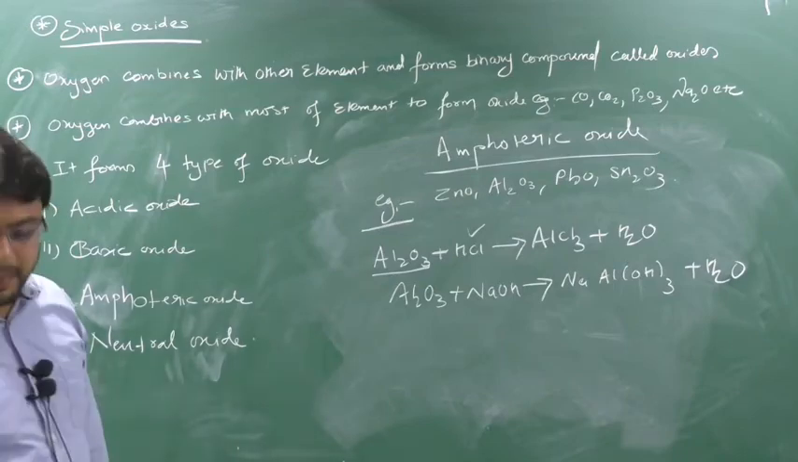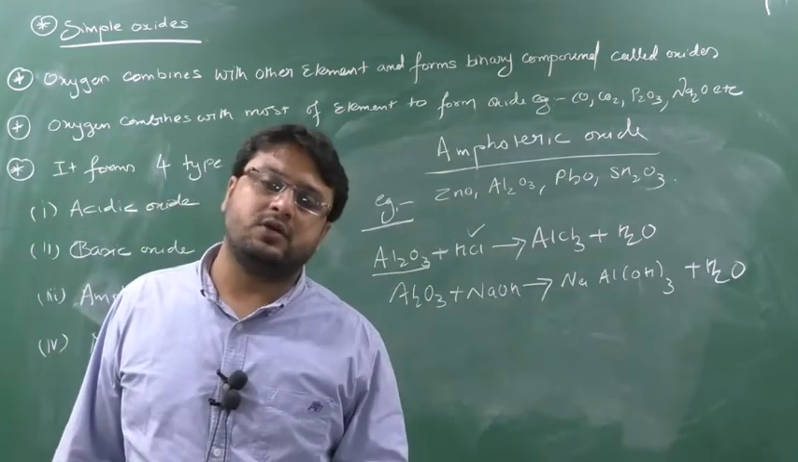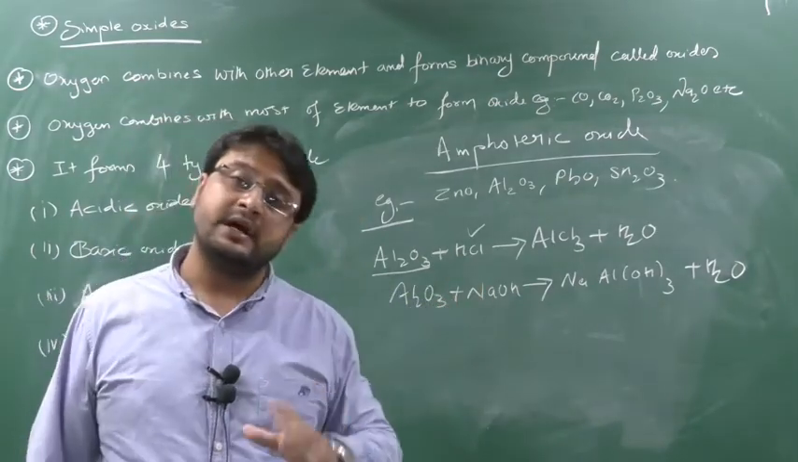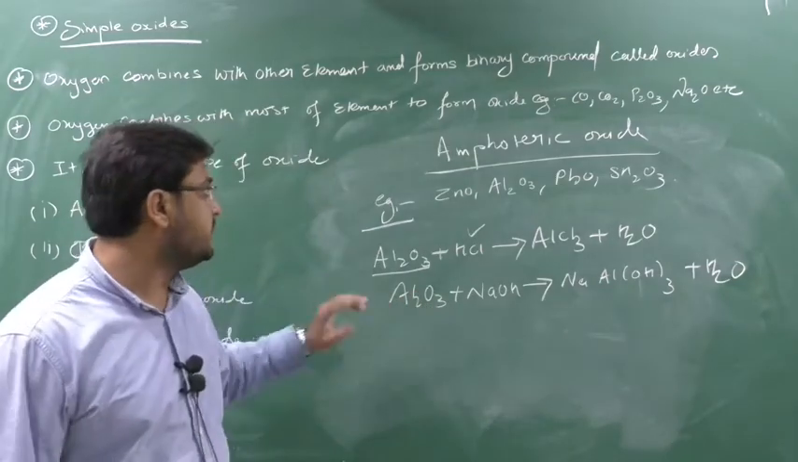So what do I mean by amphoteric oxide? Amphoteric oxides are the oxides which will react with acid as well as with base. Means it will give a result with both. You remember this example. Clear?